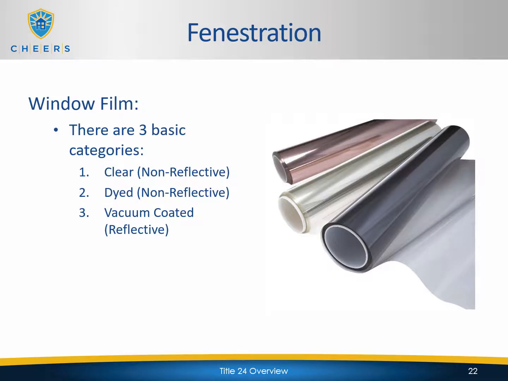Now for window film, there are three basic categories. You have clear, dyed, or vacuum coated. Window film is actually allowed to be taken for Title 24 compliance, and it's mainly used in additions and alteration type scenarios. When new windows are being installed, for the most part, the windows that are coming straight from the manufacturer already are going to be tinted. They already are going to have window films built on them. So you're not going to see window film in new construction, but nonetheless, window film is allowed to be used for Title 24 compliance. And again, it's mainly used for additions and alterations.